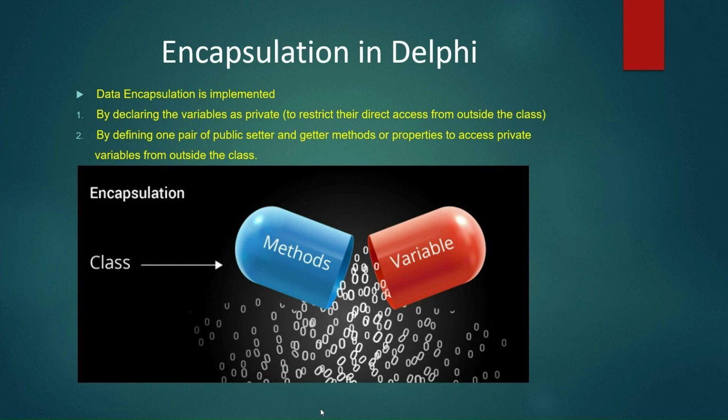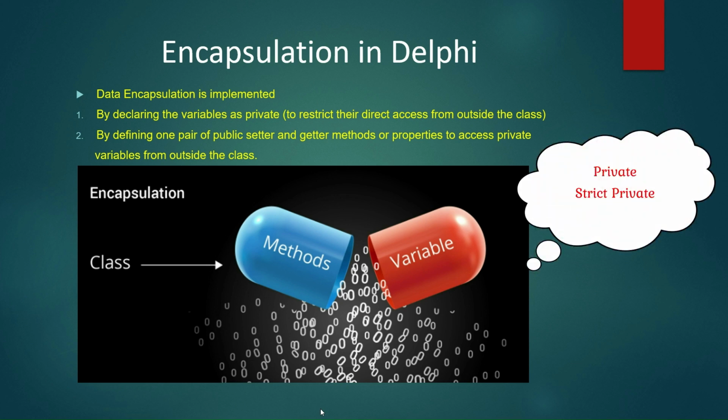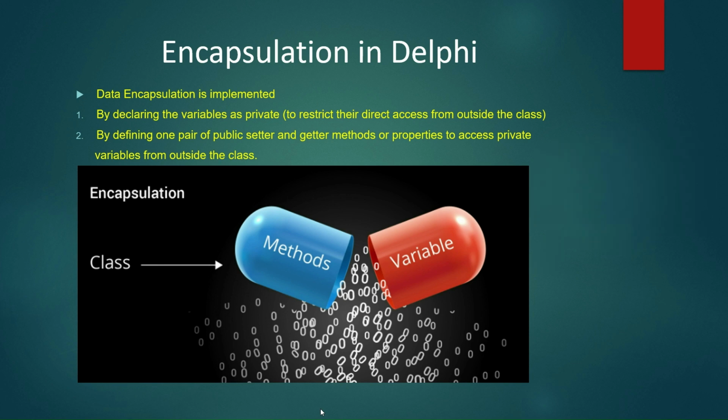Data encapsulation can be implemented by declaring a variable as a private member. In Delphi we have two types of private member, strict private and private, and we also have protected members, to restrict direct access from outside of the class. This way we avoid access to the data members from outside of the class, directly through the object. For this, we can define public setter and getter methods or a property to access the private variable from outside of the class.